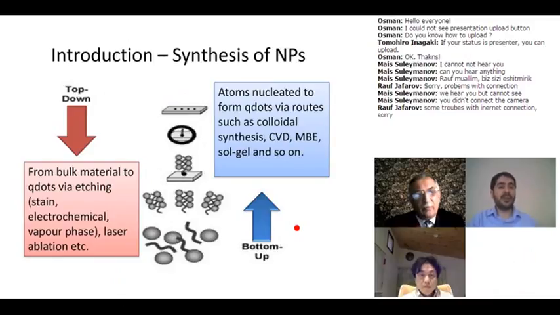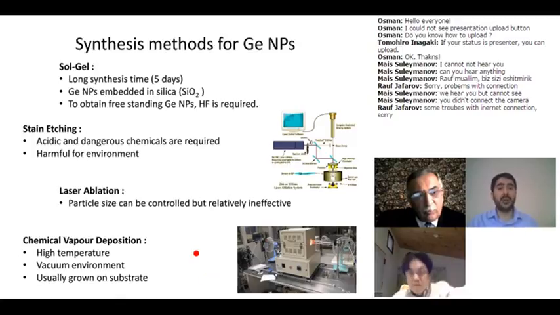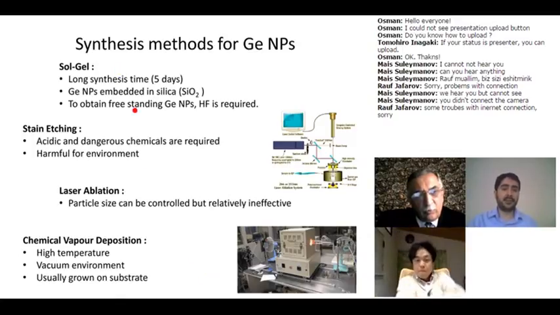There are two main production methods. First of all, the top-down method, which is this. In this case, from a bulk material, we can use stain etching, electrochemical methods, vapor deposition, or laser ablation. We can break down the particles and obtain small particles. The other method is the bottom-up technique. In this case, atoms are nucleated through different routes, such as colloidal synthesis, chemical vapor deposition, sol-gel, and so on. In order to produce germanium particles, there are many methods.